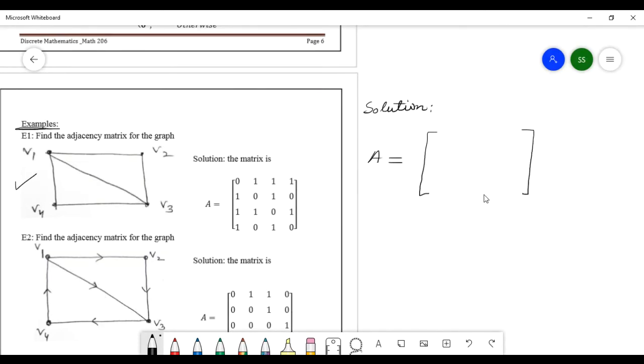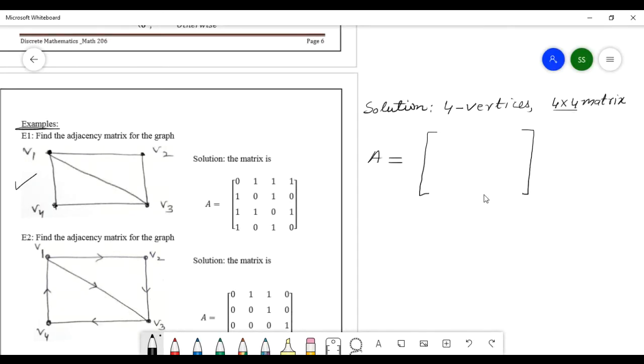Here look, there are four vertices: V1, V2, V3, and V4. Four vertices. Then you will get a 4 by 4 matrix. You will get a 4 by 4 matrix, the adjacency matrix. And how to write these matrices?